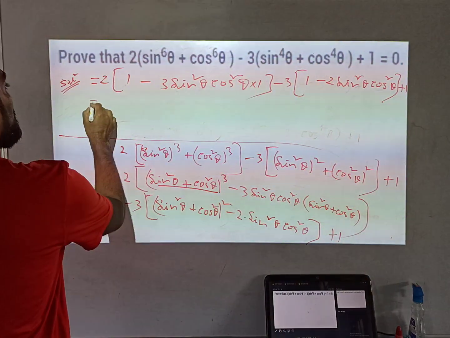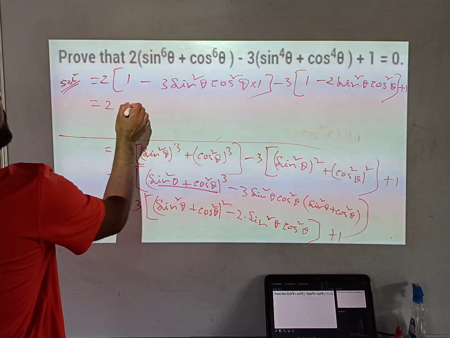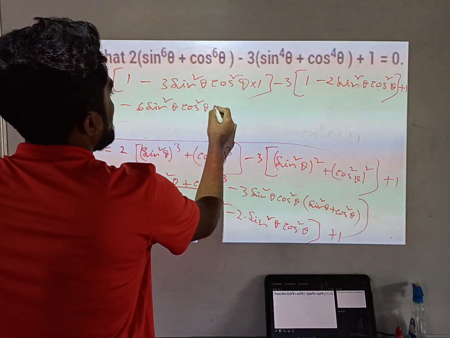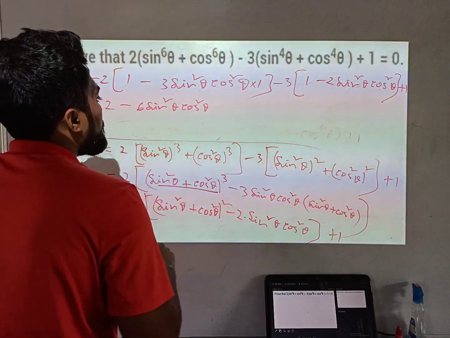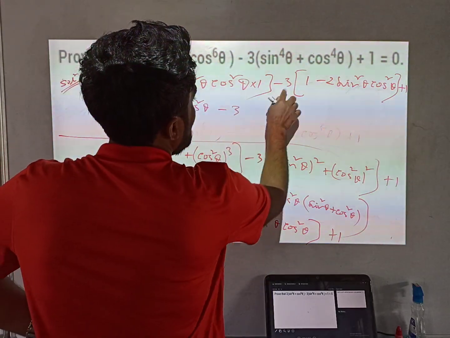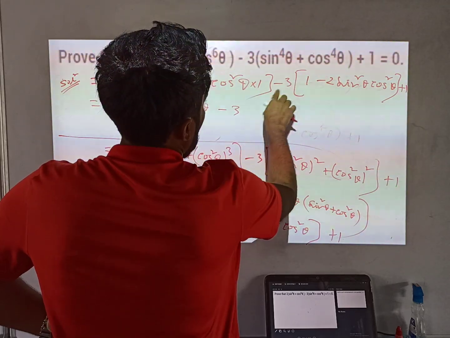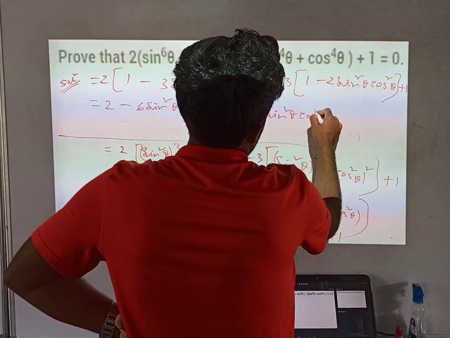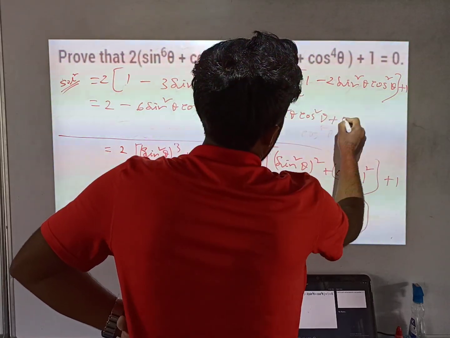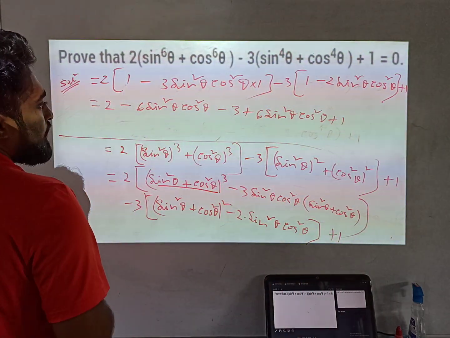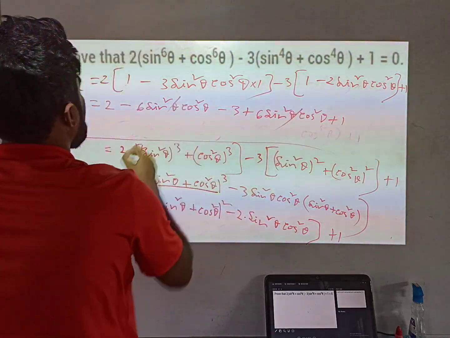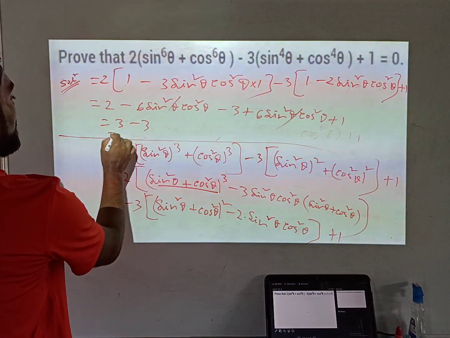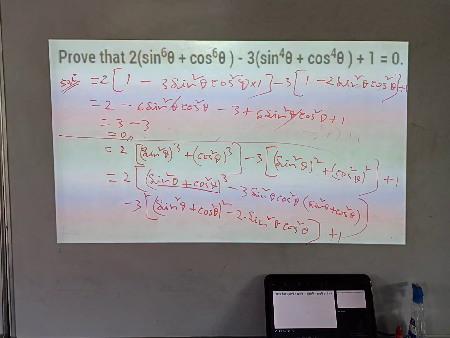Okay, so finally what I get: 2 into 1 is 2, 2 threes are 6, minus 6 sin square theta cos square theta, and after that minus 3 into 1, that is minus 3, plus 6 sin square theta cos square theta, and outside 1. So minus 6 plus 6 gets cancelled, 2 plus 1 is 3, minus 3, so the answer is 0. This is the answer. Got it? Next question.